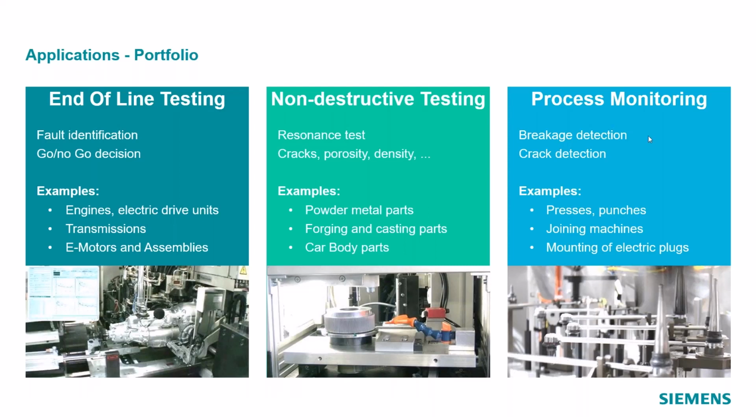And also for process monitoring, we know that if a certain automatic process always does the same, it sounds always similar. And if something changes in the sound, we know that something went wrong, and then we can stop the process, identify the fault, and prevent the process from sending out faulty parts.